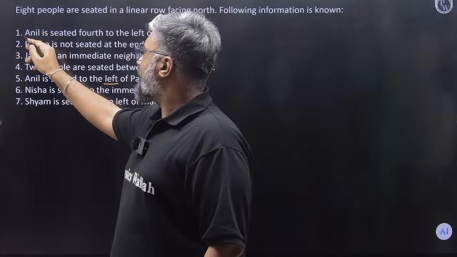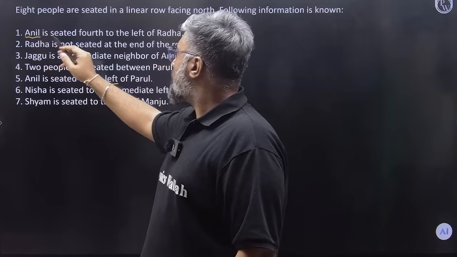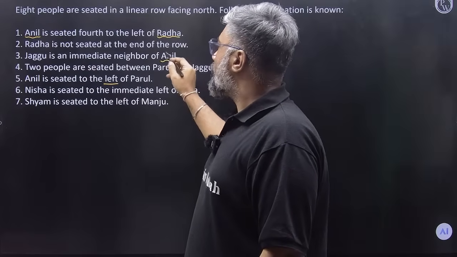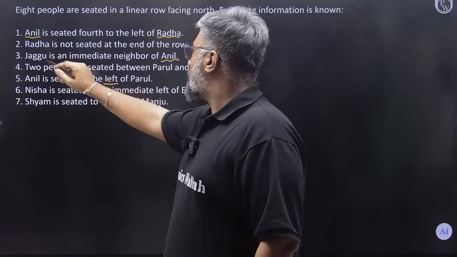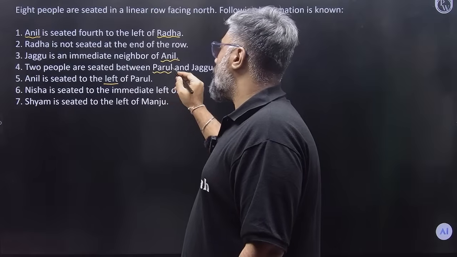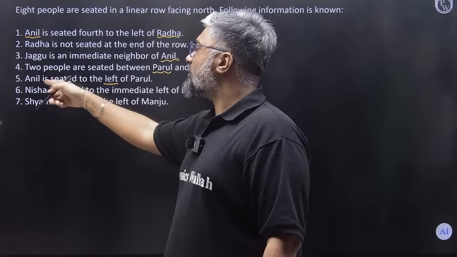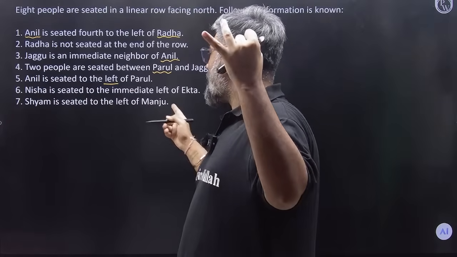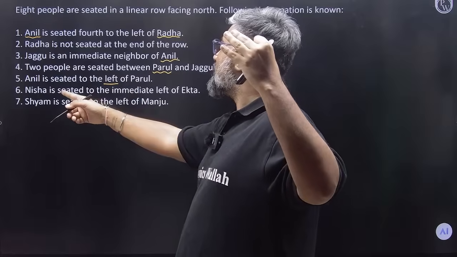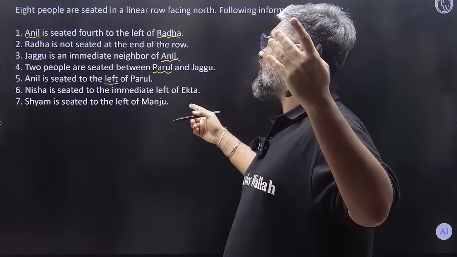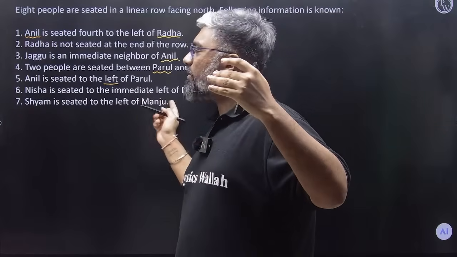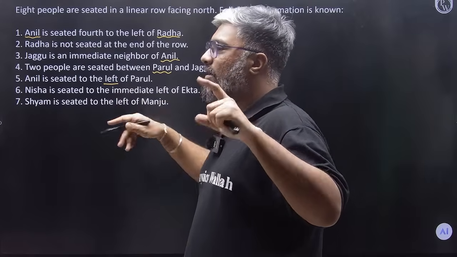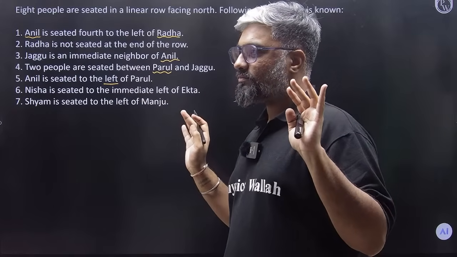So should we start with Anil and Radha? Because if I can place Anil somewhere, then with the help of Anil and Radha, I can use Anil to place Jaggu. With Jaggu, I can maybe try placing Parul and then confirm Anil is left of Parul. And then with Shyam and Manju, there are no other conditions. With Nisha and with Ekta, there are no conditions. So these four people don't have multiple conditions. They have only one. So we'll see what we can do with this. But Anil is the best way to start.